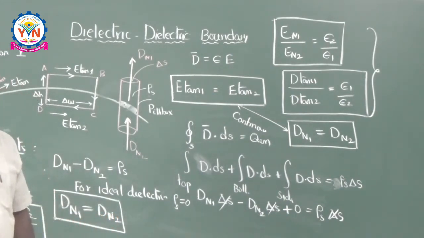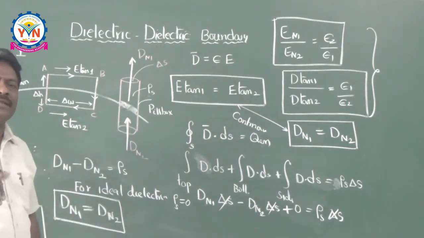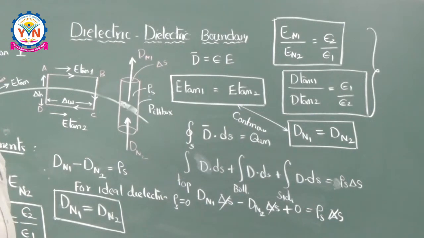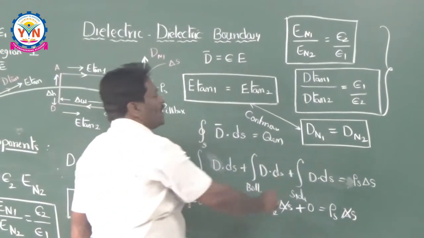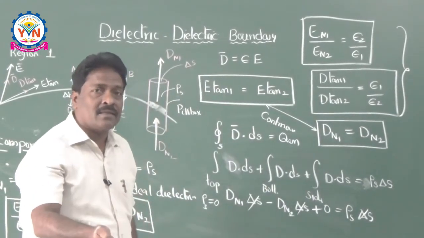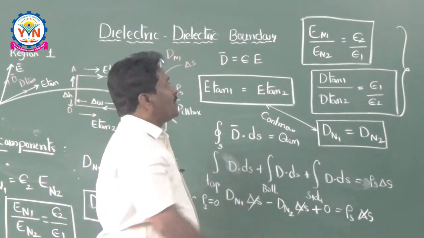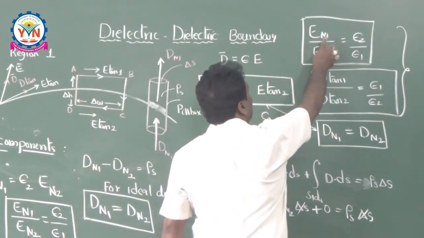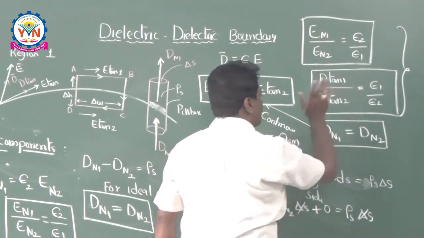For tangential components, consider a rectangular box and apply the law of conservative field. For the normal components, consider the pillbox and apply the Gauss law. There are two continuous components: tangential component of E is continuous and normal component of D is continuous. Whenever we do the problems in the next class, you require these boundary conditions. You have to remember this. And the discontinuous components are normal component of E and tangential component of D.